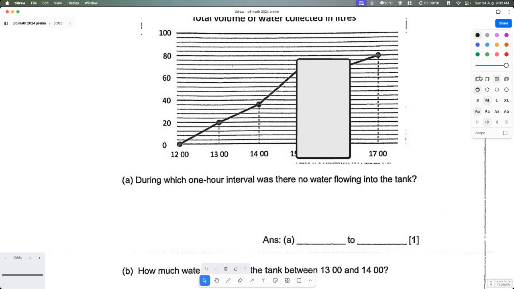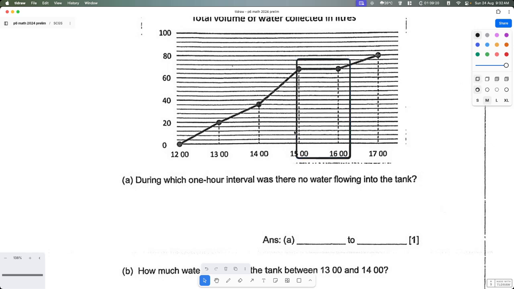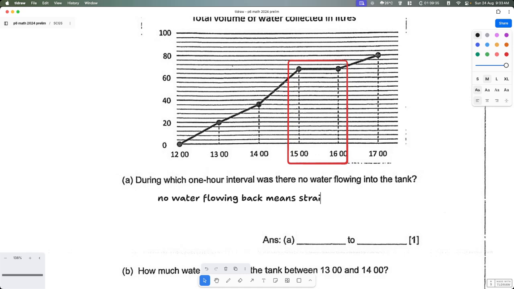For this, there is no water flowing back because this is a straight line. So I'll just write here as well: no water flowing back means straight line. So I see over here, this will be 1500 to 1600. Let's move to the next part.